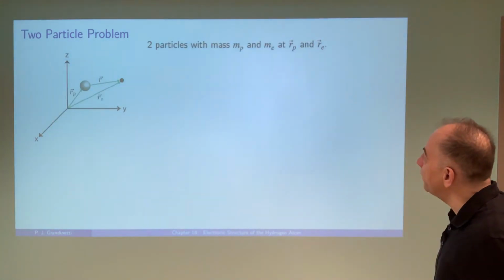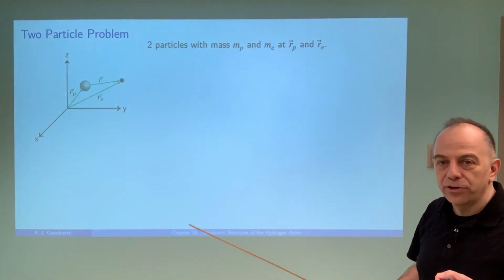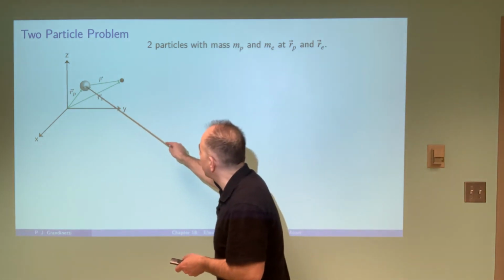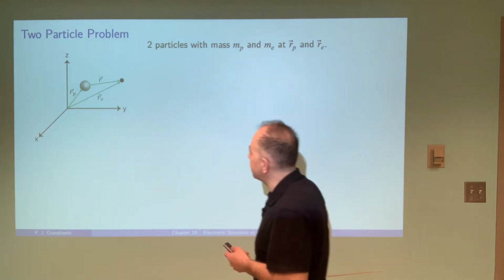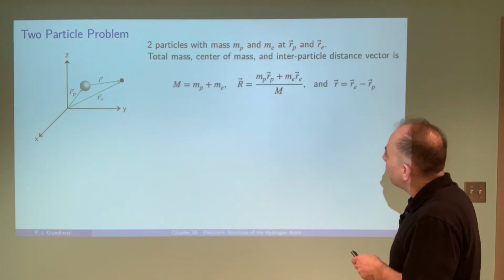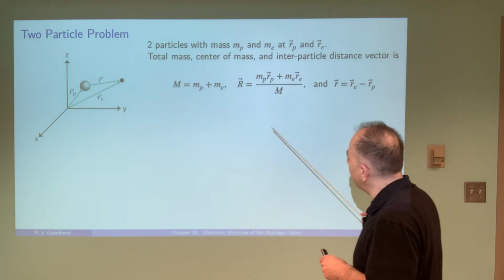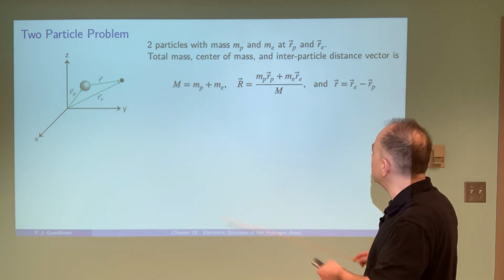So to start the problem, we're just going to think about what we have. Two particles, a proton and an electron, that are bound to each other, a positively charged proton and a negatively charged electron, in some coordinate system. Now, we're going to take this system of two particles and write the whole equation in terms of the center of mass.